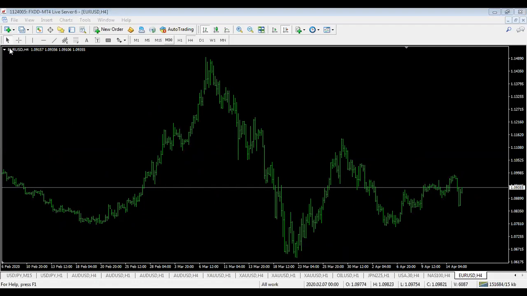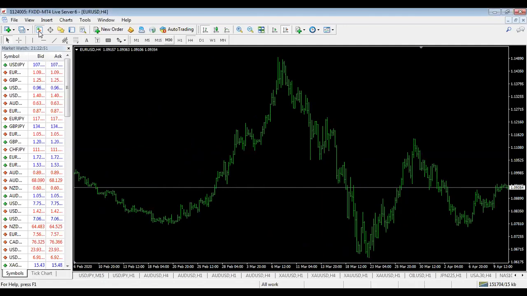Then, among the important things, also the new order here. Of course, this is the market watch. If I click this, it will give me the market watch, all the pairs and the price of the bid and the ask for each pair, if I just want an overview of the whole market.